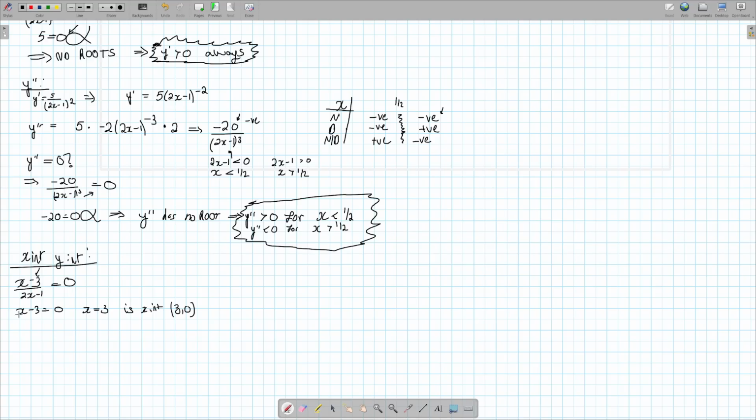Y-intercept, this is x-intercept. The y-intercept is when x equals 0. So you're just going to substitute x equals 0. So 0 minus 3 over 2 times 0 minus 1. So you're going to get negative 3 over 1. So it's going to be negative 3. So 0, negative 3 is the y-intercept. Now we can graph.